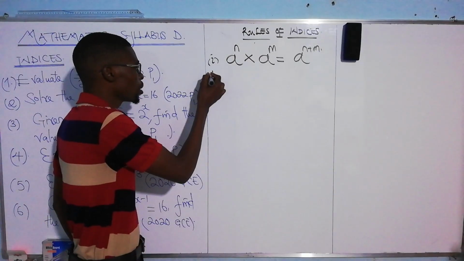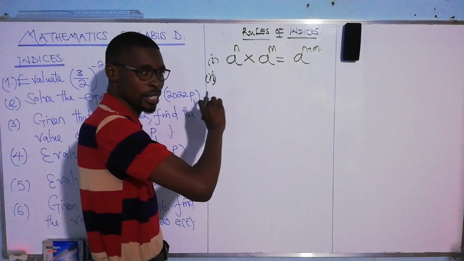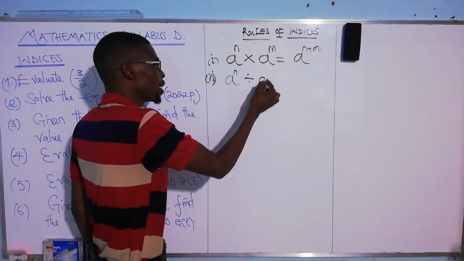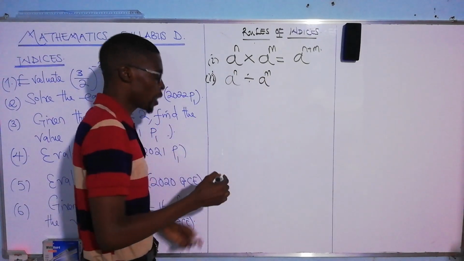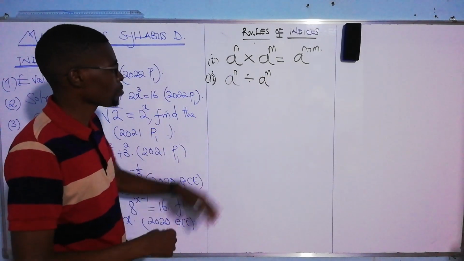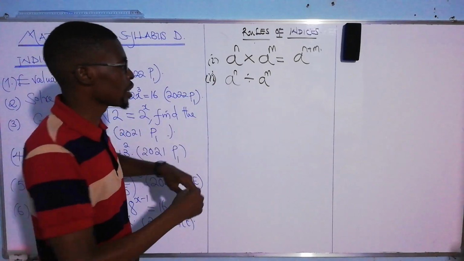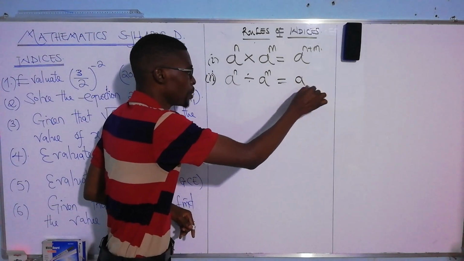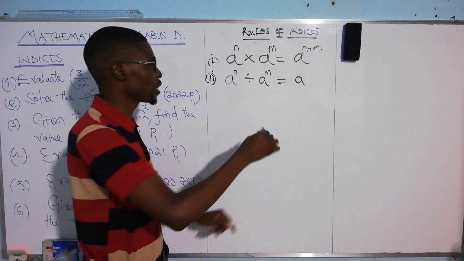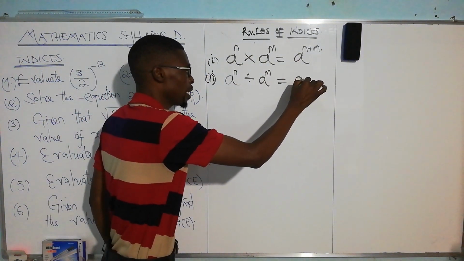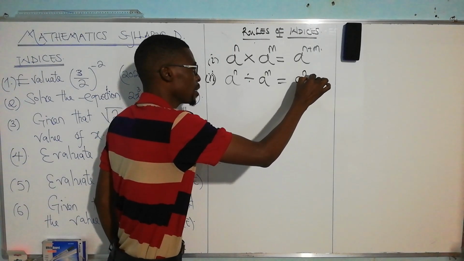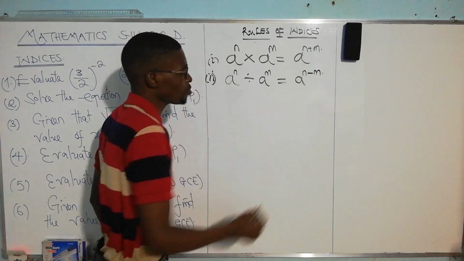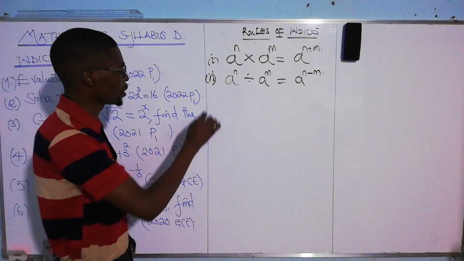And the second law is talking about when you are dividing. When you have a to the power n divided by a to the power m, what is the implication here? It means that you maintain the base, but with the powers you subtract. So this is a to the power n minus m. That's what we have there.